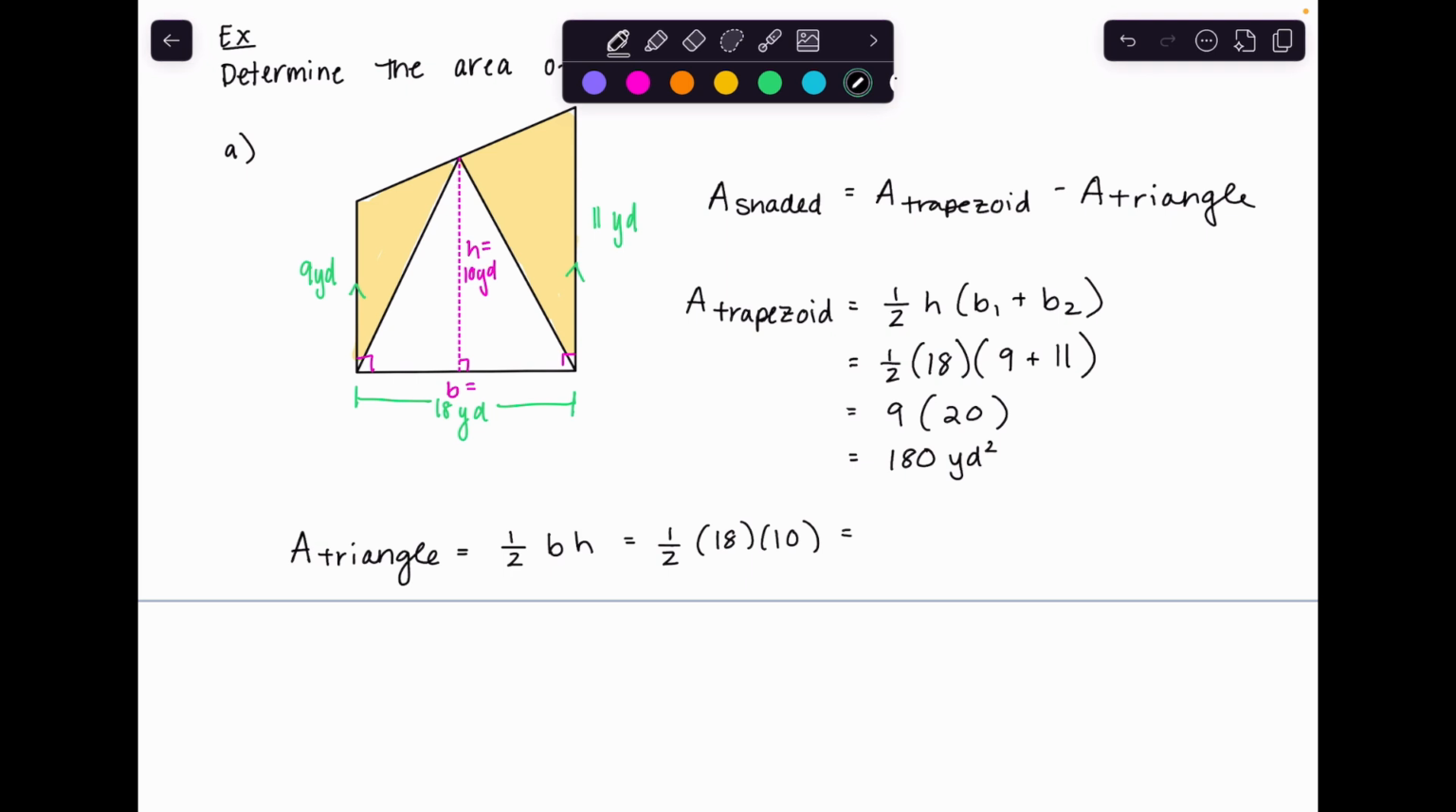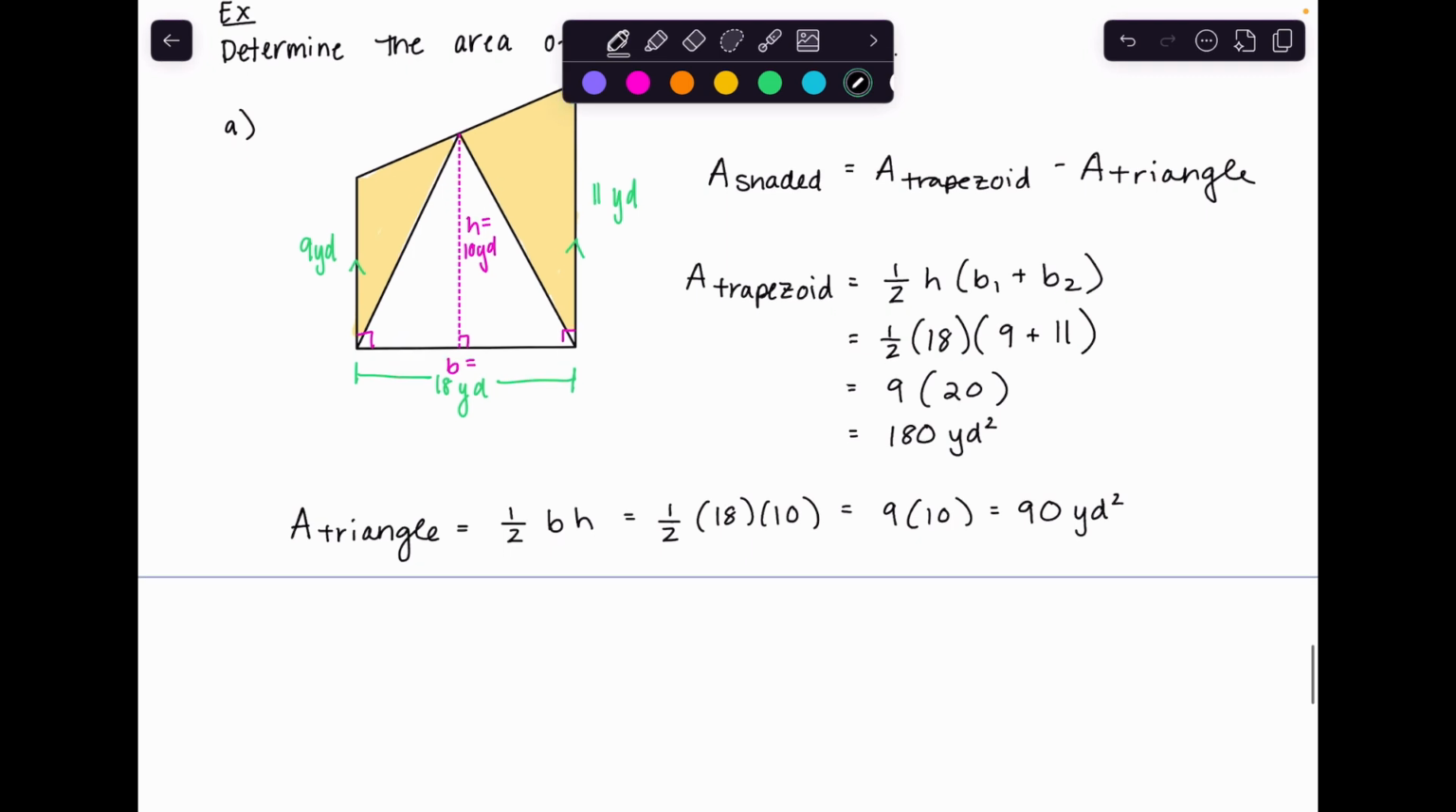And again, 1/2 times 18 gives me 9 times 10. The area of my triangle is 90, and my units are the same. It is yards squared. So from my trapezoid, I remove the triangle, and that gives me the area of my shaded region. So I take the larger shape and subtract the smaller.